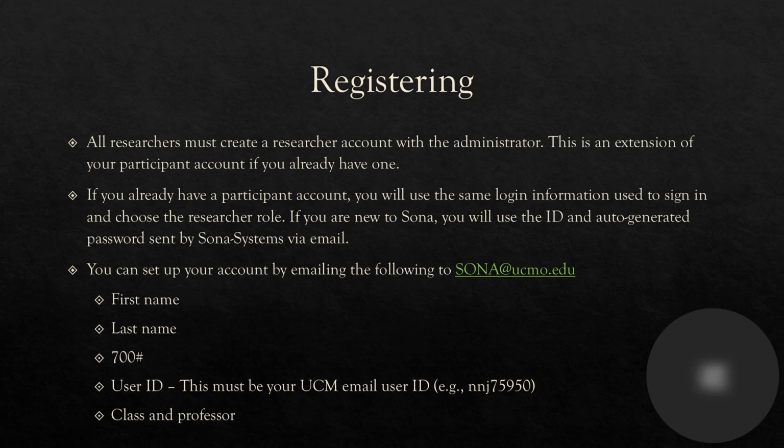Alrighty, so to begin using SONA as a researcher, you're going to want to register first. To do this, you're just going to send me an email containing your first name, last name, 700 number, and your user ID. This user ID is just going to be that first part of your email that's before the @ symbol. And you'll also want to include which class you're in and which professor is teaching that class. If you do, however, happen to already have a participant SONA account, just send me an email containing your name and I'll be able to update that and create a researcher account for you, which you will just be using the same login as your participant account after it's updated.